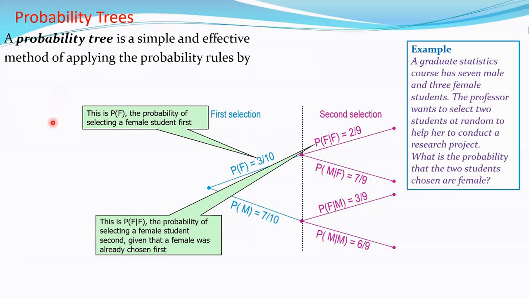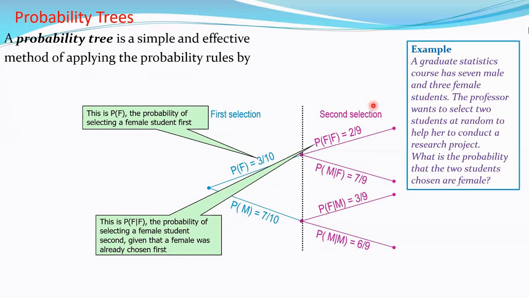Right. So now, we already learned this example: a graduate statistics course has 7 male and 3 female students. The professor wants to select 2 students at random to help her conduct a research project. So what is the probability that the 2 chosen students were female? Right? So now, first selection. What is the probability of selecting a female student first? 3/10. Similarly, if we select a male student first, then 7/10.